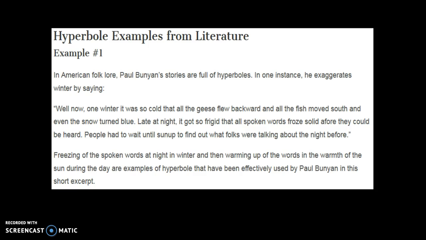Now, for our very last example, let's look at an example from the American folklore Paul Bunyan. So here it reads, "Well now, one winter it was so cold that all the geese flew backwards and all the fish moved south and even the snow turned blue. Late at night it got so frigid that all spoken words froze solid afore they could be heard. People had to wait until sunup to find out what folks were talking about the night before." So none of these things could actually happen. They're all hyperbolic. But the purpose of the hyperbole is to emphasize just how cold it was that night.